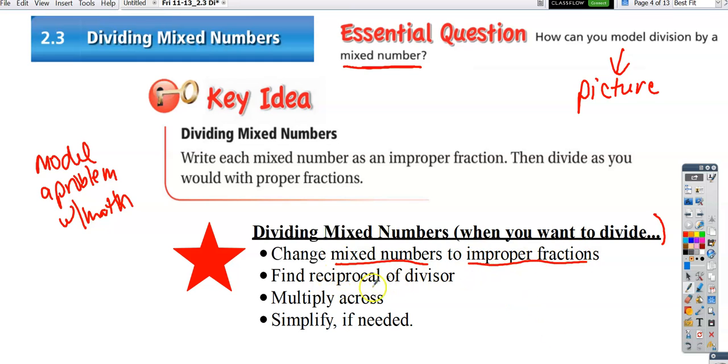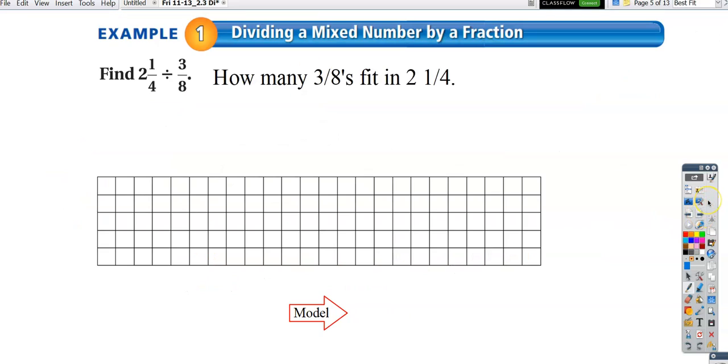Then you take the reciprocal of the divisor. Please never change the dividend. Then you multiply across, and then you simplify if needed. There is lots of simplifying to do today because a mixed number is already a number bigger than 1, so your quotients start getting larger. Please write that down in your math notebook, and let's go to an example.